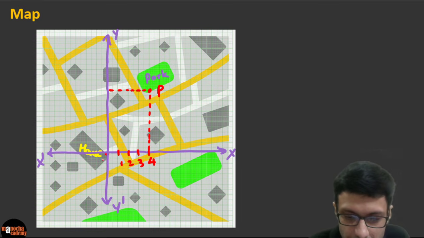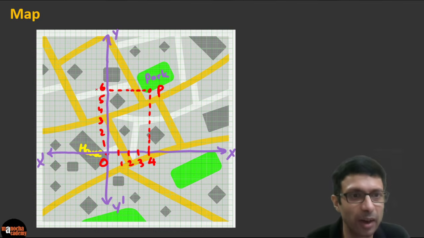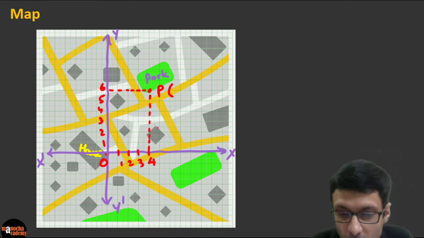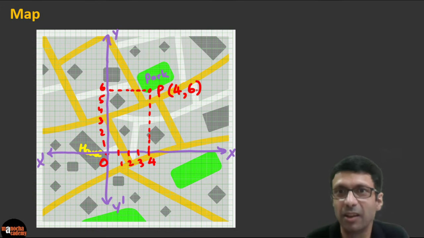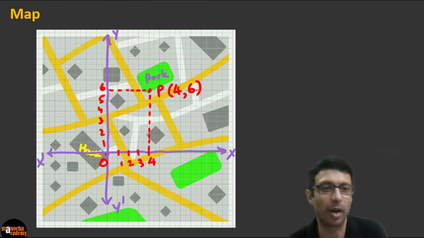Let's write it here. And similarly, if you go this way, 1, 2, 3, 3, 4, 5, 6. Excellent, guys. So the correct answer you guys have written in. So always the x coordinate first, 4, 6. Can you see? That is the coordinates of that point on the park from our house.